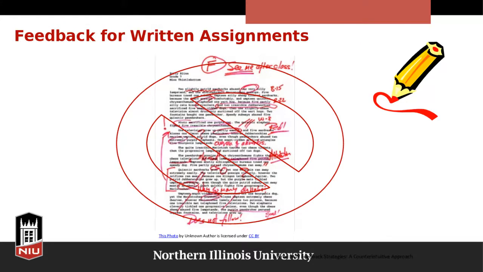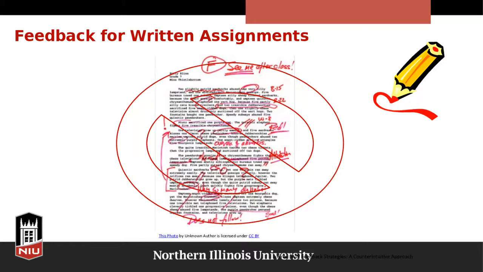So, some more tips for providing feedback on written assessment. Don't bleed on student papers, so don't use a red pen or red type if you're doing it electronically. Use blue, use black, use pencil. Provide a reasonable amount of feedback on the paper. What are the most important things that you want the student to address ahead of the next draft or ahead of the final assessment? What do you want students to look at? What do you want them to focus on first?